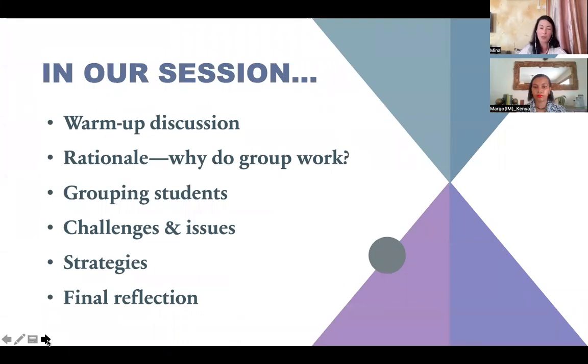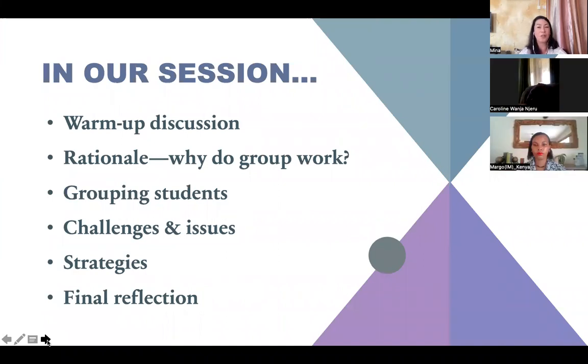So effective group work is our topic. In our session today, we'll have a warm-up discussion as usual. We'll talk a little bit about the rationale. There's a lot of rationale for doing group work, but we'll focus on two areas. We'll talk a little bit about grouping students, different ways we can do it. We will address challenges and issues because nothing is perfect. And then we'll also look at some specific strategies for grouping or to employ with group work, that can help us mitigate some of the challenges. And then hopefully we'll have some time to reflect.